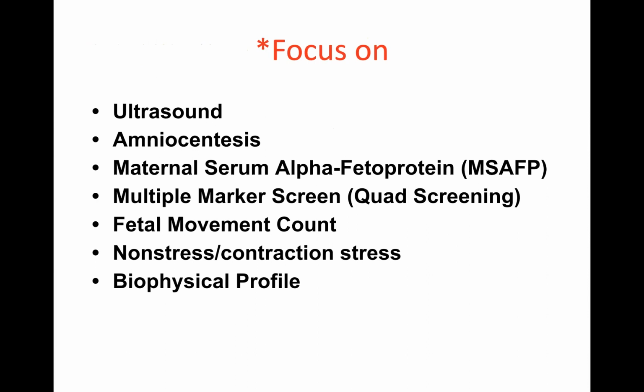Hint, hint. Ultrasound, amniocentesis, maternal serum alpha fetoprotein. You hear the word serum in it. What type of sample is maternal MSAFP, maternal serum alpha fetoprotein? That's a blood draw. Multiple marker screen, that's a blood draw. Fetal movement count, that's teaching the woman how many times they feel the baby kick and move.